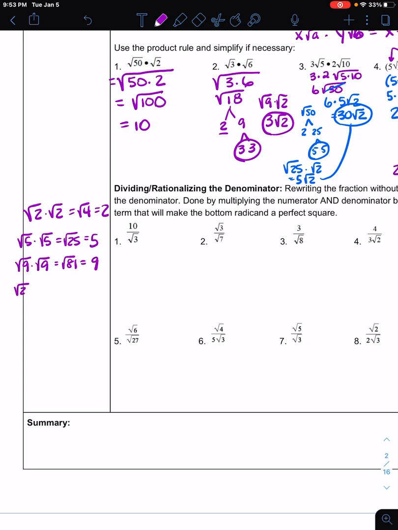So how about the square root of 23 times the square root of 23? Well, I don't know what 23 times 23 is off the top of my head, but what I notice is that every other time, root 2 times root 2 was 2. Root 5 times root 5 was 5. Root 9 times root 9 was 9 at the end. So root 23 times root 23 is 23. Now that's a really nice shortcut to use.